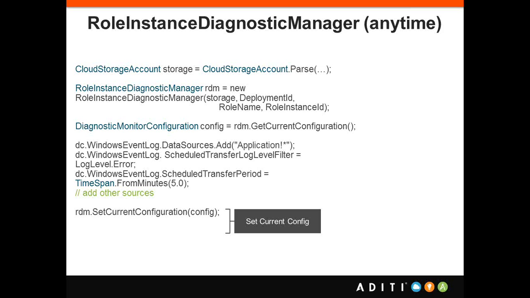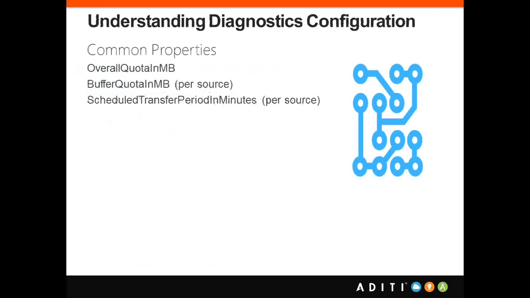So before we go to the code, let us understand some of the properties. There is overall quota in MB. When you configure the diagnostics monitoring, it is always stored in the local storage first, local resources. So we have to configure how much of the overall quota I want to use for overall logging or overall configuration monitoring.